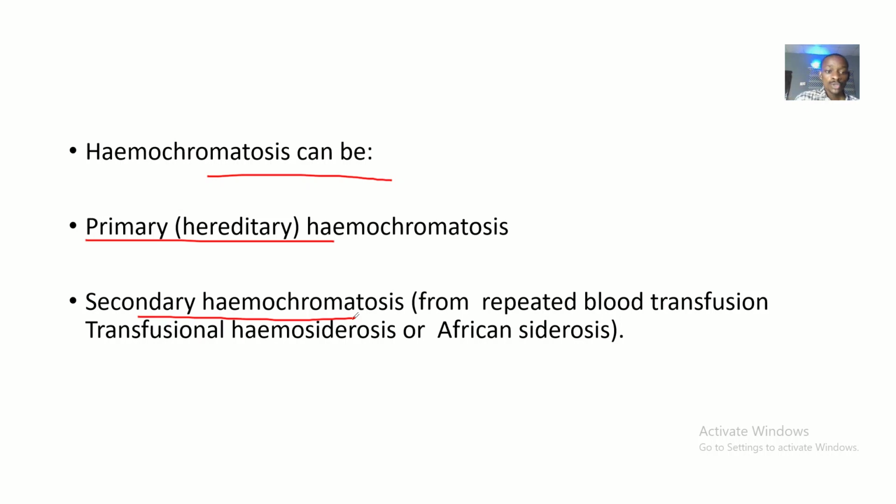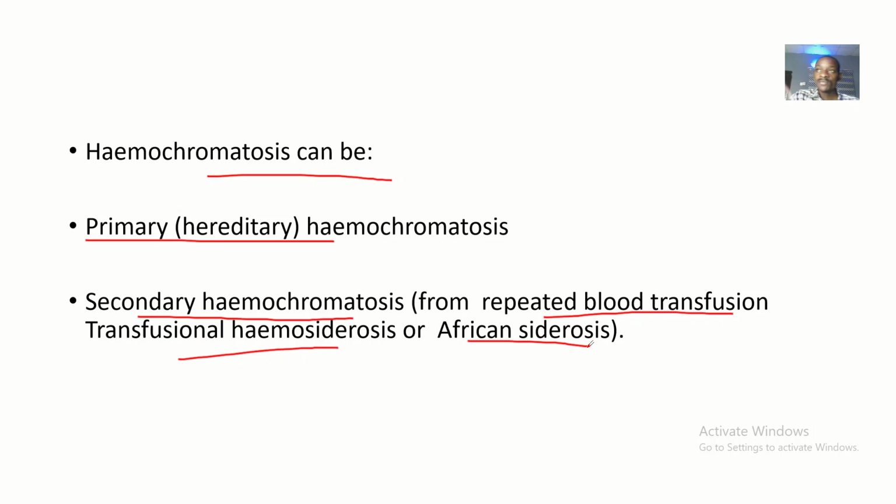Do you understand? Secondary hemochromatosis means that there's accumulation of iron in organs, but it is another thing that is leading to this accumulation. It is a secondary cause. It could be from repeated blood transfusion, and that's what we call transfusional hemosiderosis. And it could be from African siderosis.